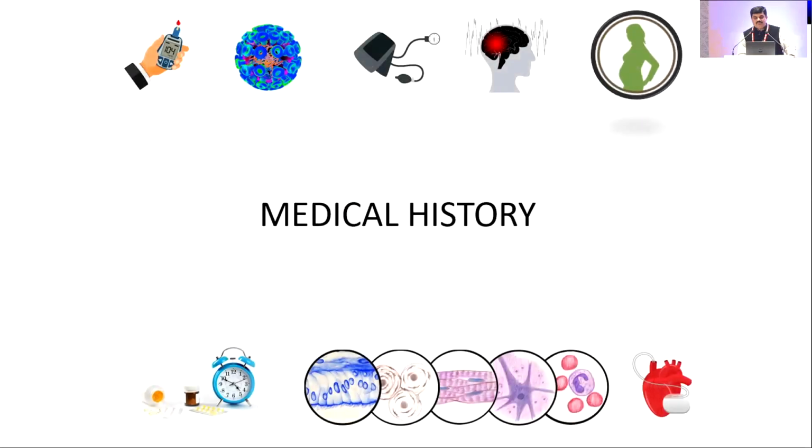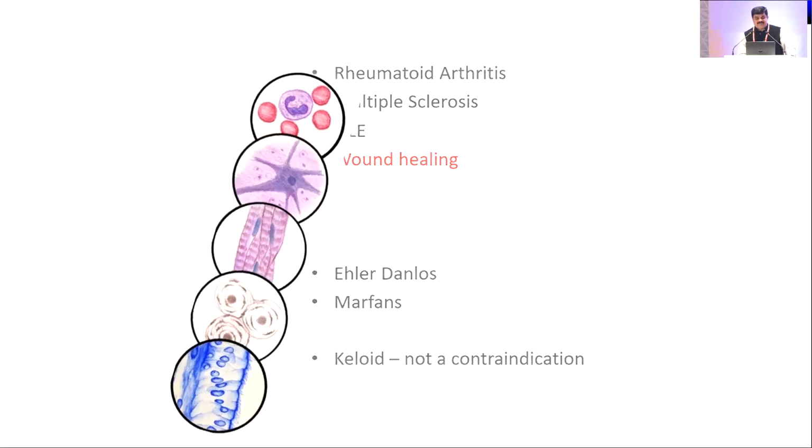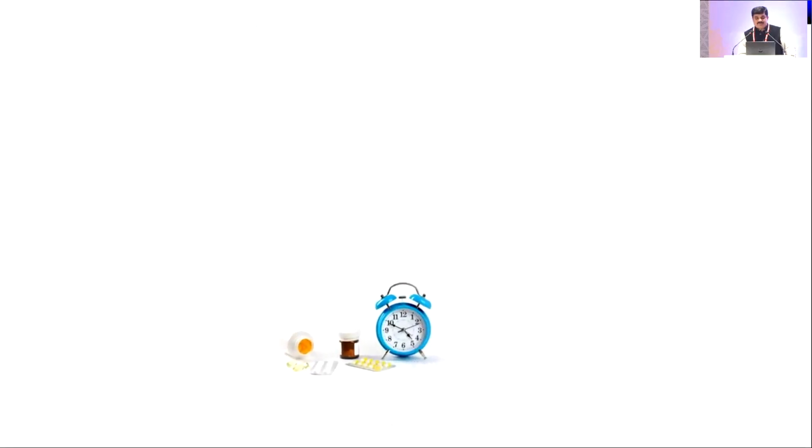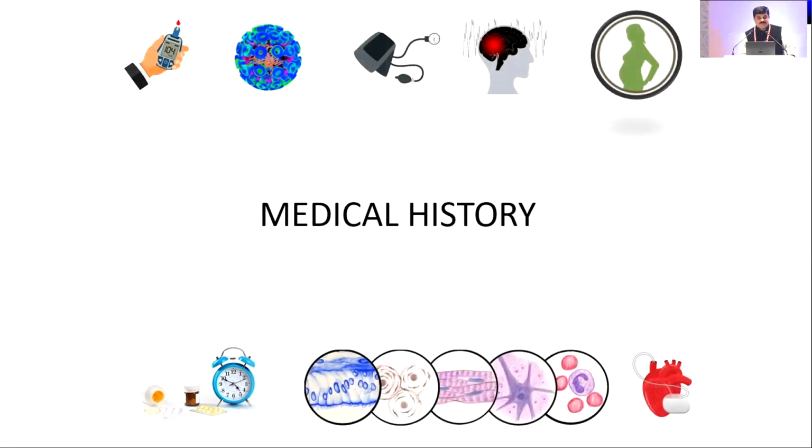Then always look at whether the patient has other systemic conditions like rheumatoid arthritis, multiple sclerosis. Then you need to ask about wound healing and whether they are suffering from other diseases like morphea. So also you need to ask about the drug history, whether they are on anticoagulants, antihistamines, or some drugs that may cause very poor healing also. Then whether they are on sumatriptan, where they may have chances of vascular occlusion, and patients on immunosuppressants have a very high chance of infection. So this is very, very important.